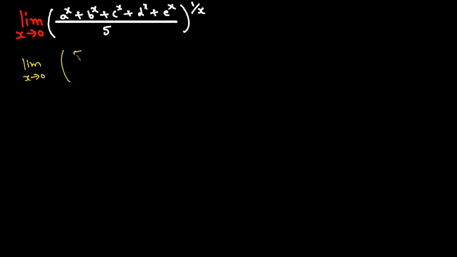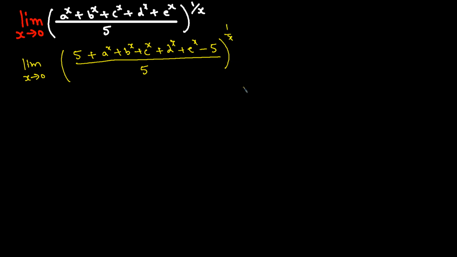I'm gonna add 5 over here, a raised to power x plus b raised to power x plus c raised to power x, d raised to power x plus e raised to power x, and I'm gonna subtract 5 from here, and everything divided by 5 raised to power 1 over x. Okay, and this is equal to limit x approaches to 0. I'm gonna break it down here.